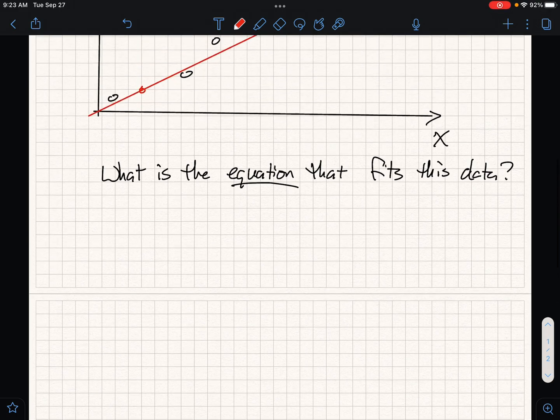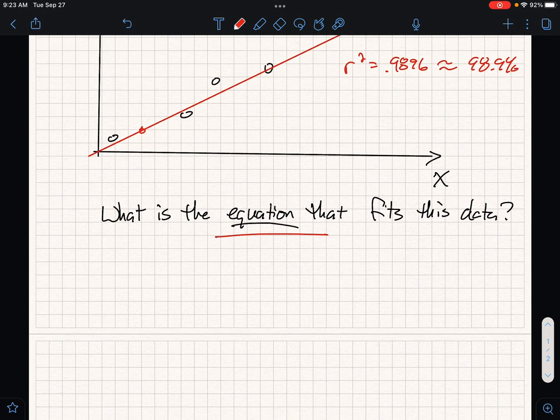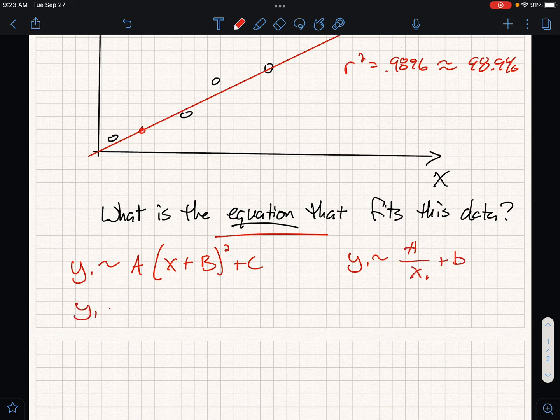Okay, but remember, that's for a line. The other equations that we're going to use, and it told you right there. The other ones for our quadratics is going to be y1 approximately a times x plus b, squared, plus c. And for our inverse ones, we'll have a over x1 plus b. And for the square roots, we're actually going to be able to just type in sqrt for square root: a times square root of x plus b, all plus c.